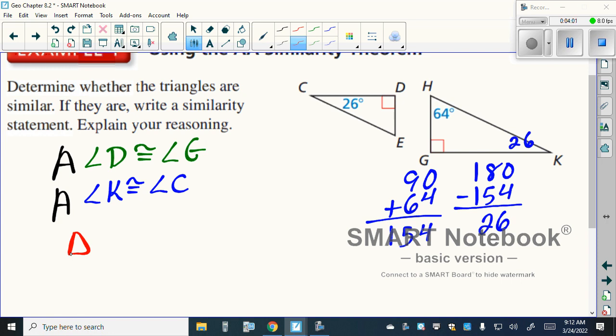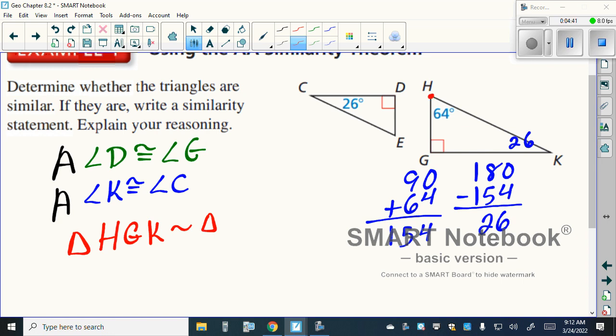So this is our reasoning. Now our similarity statement, we need to name the two triangles. So we can pick which one we want to name first. So we'll put a triangle symbol, and then we need to name one of them. Which one do we want to name first? HGK. We'll name it first. Triangle HGK is similar to triangle, because the way we name the first one doesn't really matter. We can name it however we want, as long as we're using the triangle symbol and the three vertices, the three angles.